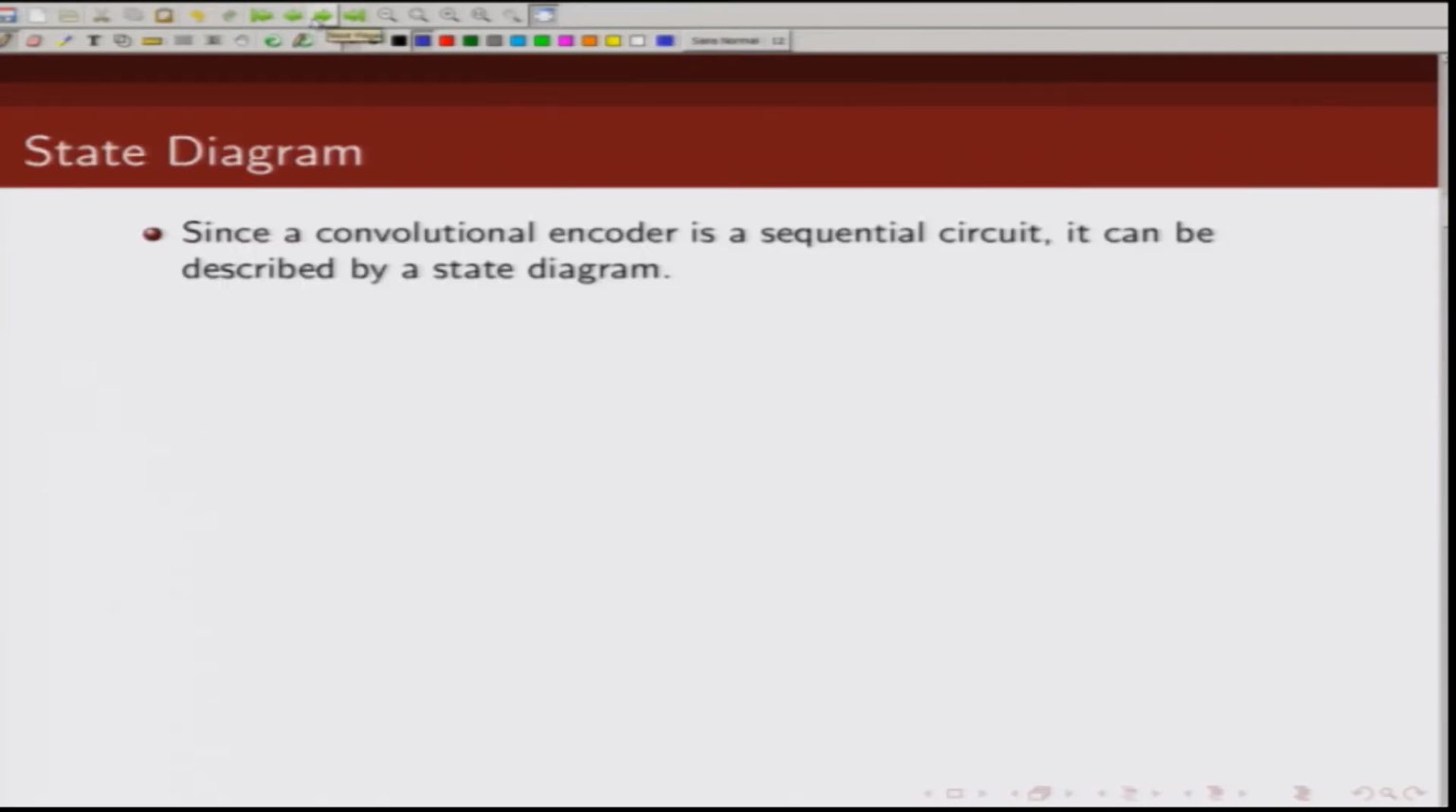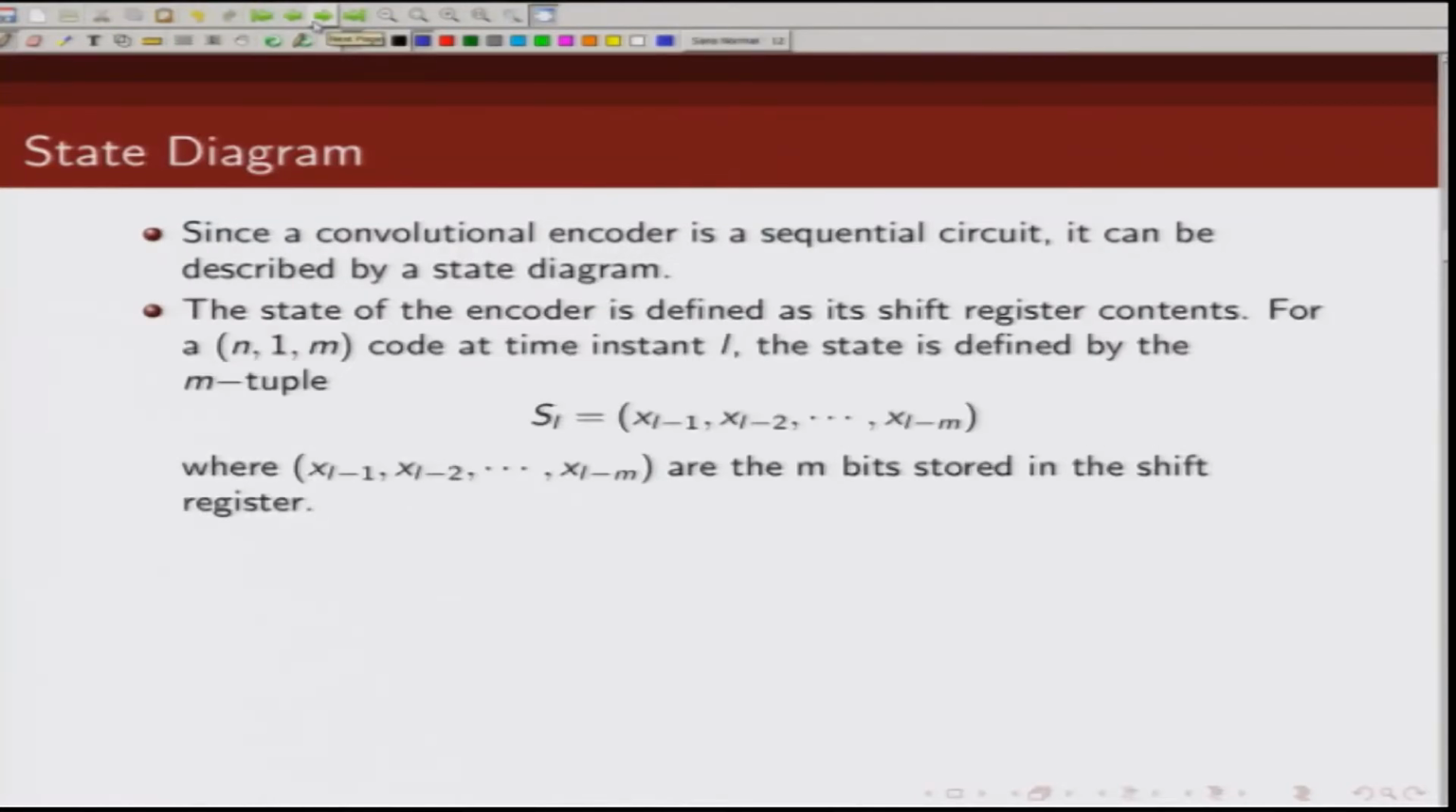Before we talk about state diagram and trellis diagram, just a few words about the convolutional code and its equivalent state diagram. Since the convolutional encoder is a sequential circuit, we can represent it using a state diagram, and we are going to make use of this state diagram and trellis diagram when we will be decoding the convolutional code. So, the state diagram is described as follows.